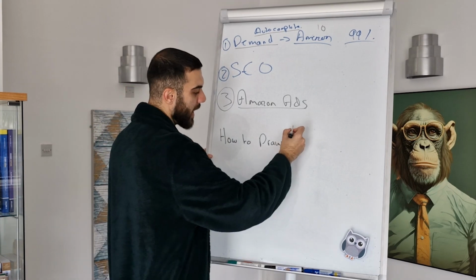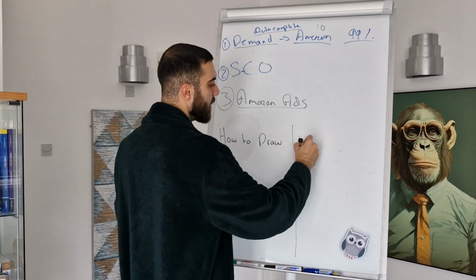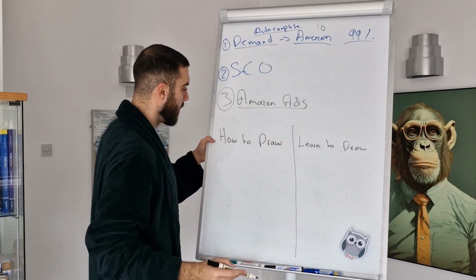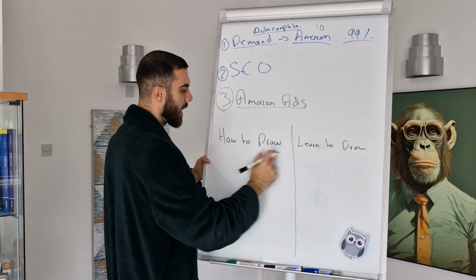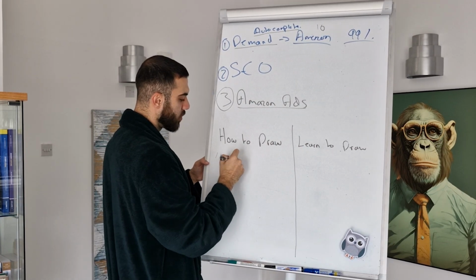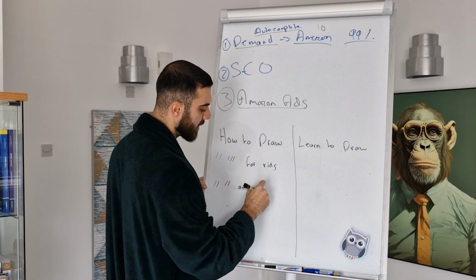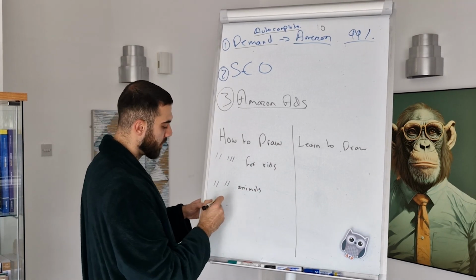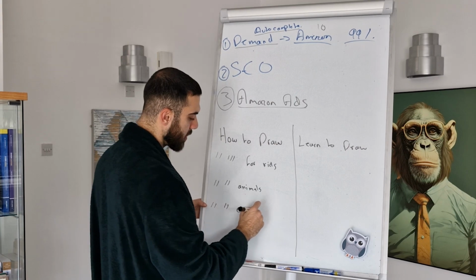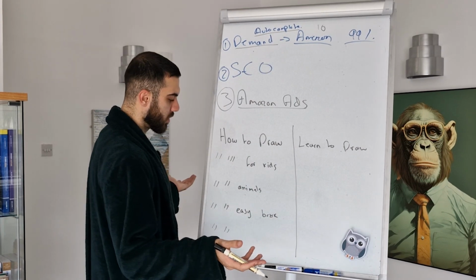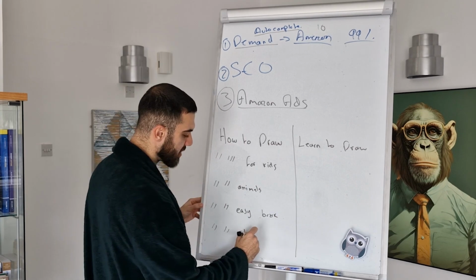So it's all good. So I had a bunch of how to draw keywords and I had a bunch of learn to draw keywords. Now, let's say I had 10 keywords. 5 of them were how to draw. So it was how to draw, and then it was how to draw for kids. Then it was how to draw animals, because let's say it's an animal book. And then there were 2 more keywords, how to draw easy book. Let's say that popped up in the autocomplete. And then the final one was how to draw. I can't think of an example now, but let's just say step by step.